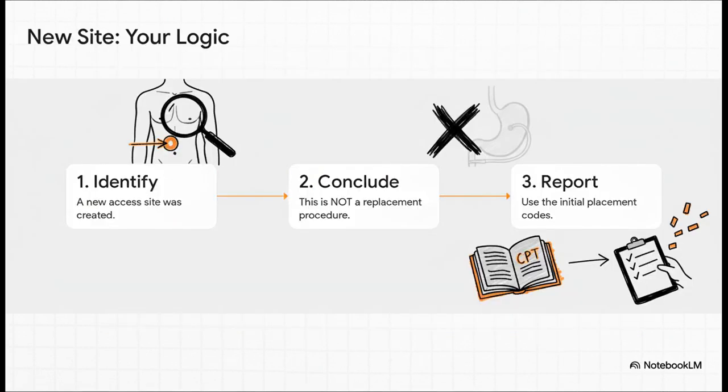So here's your thought process, your little mental checklist. Step 1, you read the note, and you see they made a new access site. Check. Step 2, you immediately say to yourself, okay, this is not a replacement procedure. Check. Step 3, you know right away that you need to go to a totally different part of the CPT book, the codes for an initial placement.